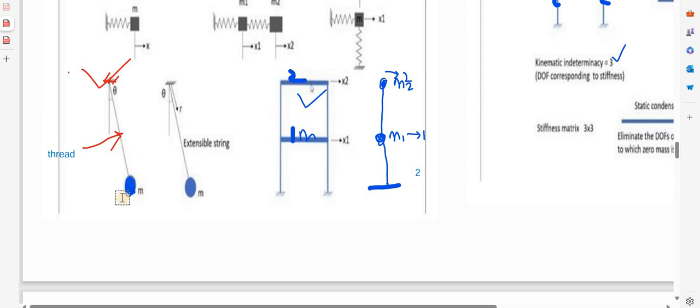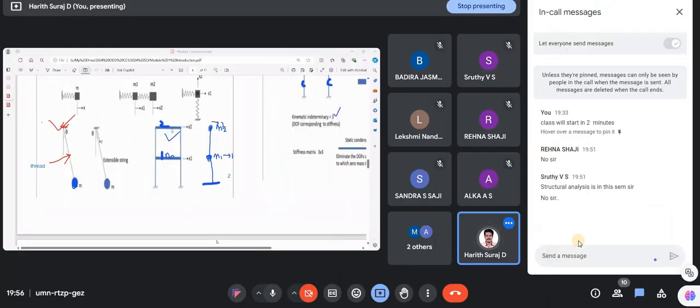What is the possible movement of this mass in this string? Can it move only in a horizontal direction, or only in a vertical direction, or like that? What will be the number of degrees of freedom of this system? Anyone, please reply. Degree of freedom will be 2. So what is the movement? What are the two movements it can have? One is horizontal. Then what will be the other?